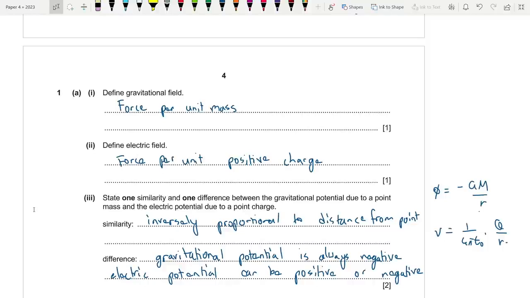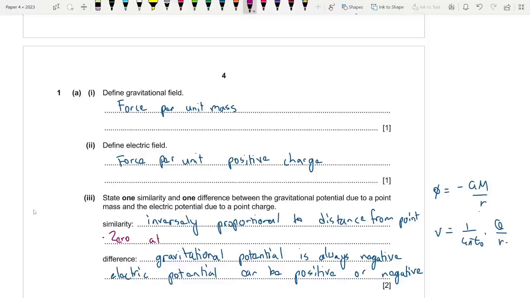Anyway, state one similarity and one difference between the gravitational potential due to a point mass and electric potential due to a point charge. So you guys know that the formula for gravitational potential is minus GM by r, and the formula for electric potential is 1 by 4 pi epsilon naught into Q by r. So as you can see, the similarity is that both of them are inversely proportional to r. So inversely proportional to distance from a point, or other similarities include both of them are 0 at infinity.